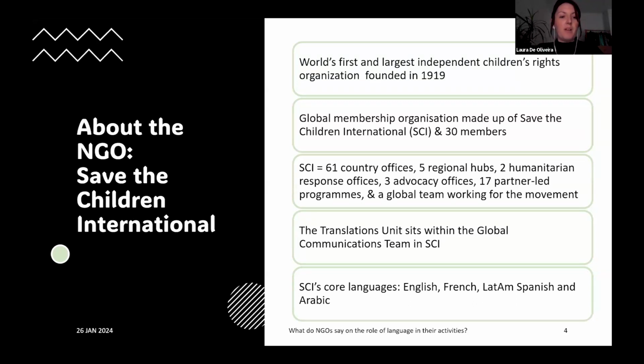Okay, so a little bit about Save the Children. The organisation is the world's first children's rights organisation, founded in the UK by Eglantine Jebb back in 1919. Since then, the charity has evolved into a global membership organisation made up of Save the Children International, also referred to as SCI, and 30 members. The Save the Children movement shares one name, one strategy, and one ambition for all children to survive, learn, and be protected.